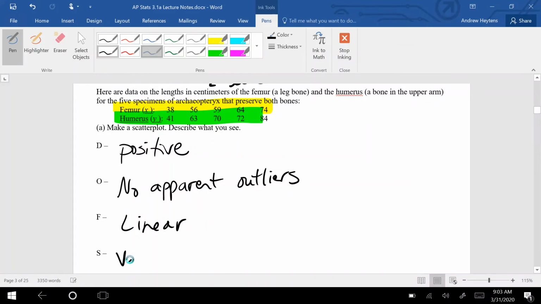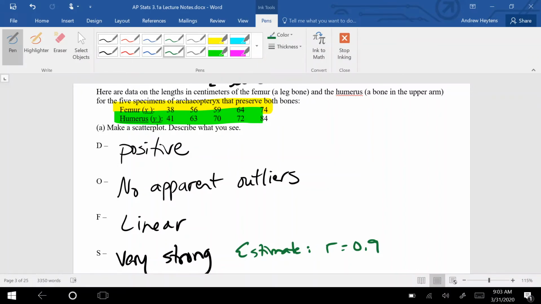Strength. And again, if I had to guess an R value, I'm going to estimate. Since I said very strong, I'm going to estimate that my R value is 0.9, because it's very, very close to 1 because it's very strong.